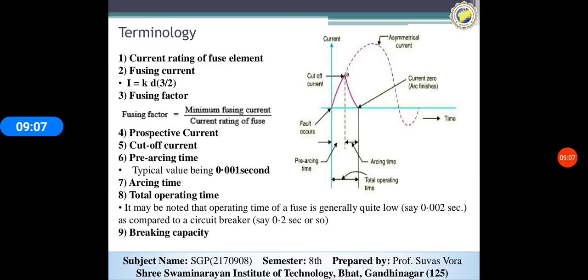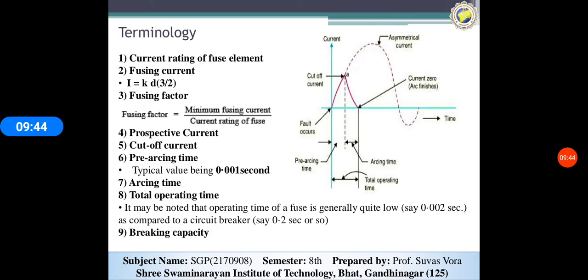Now the cutoff current. Cutoff current means the maximum value of the fault current actually reached before the fuse melts. It means the melting of the thin wire has started. This one is called the cutoff current. You can see here, we can set the value at point A, where the thin wire will melt out. This one is called the cutoff current.